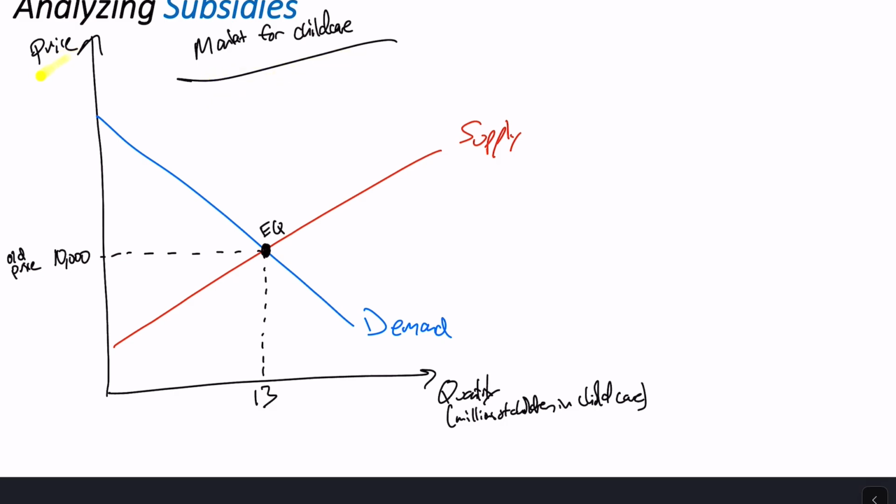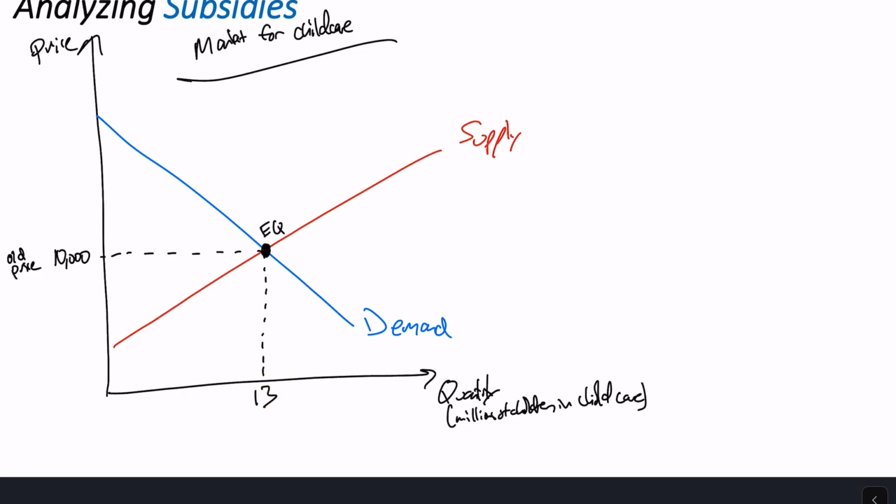We have the price of childcare on the y-axis and the quantity of childcare on the x-axis. So this is going to be in millions of children in childcare. We have a demand for childcare and a supply of childcare. Okay. The equilibrium in the market without a subsidy, pre-subsidy, will be right there. Supply crosses demand. We'll get an equilibrium price of $10,000 a year for childcare, and we'll get 13 million children in childcare in that equilibrium.